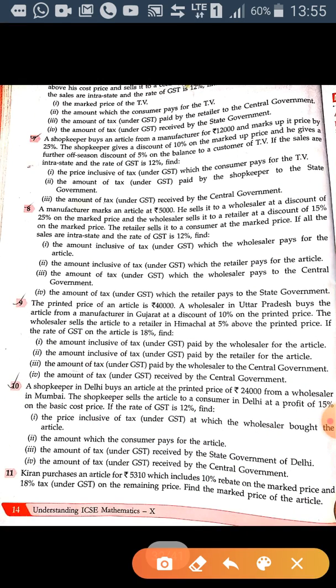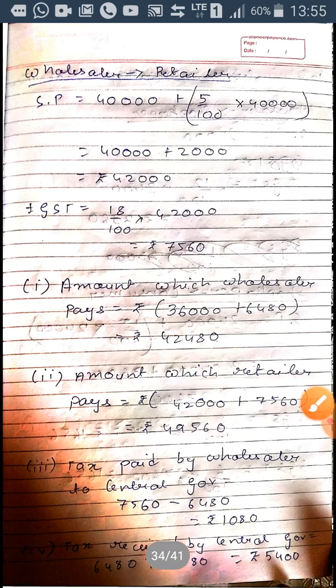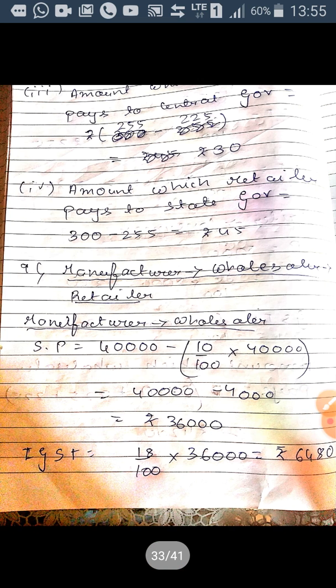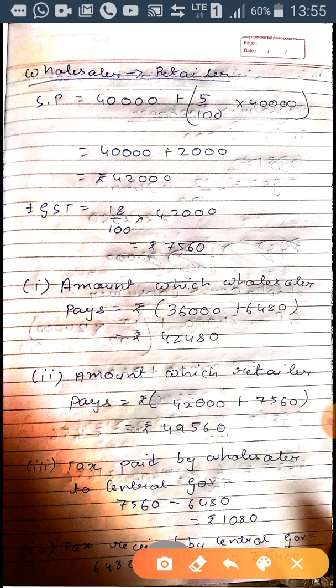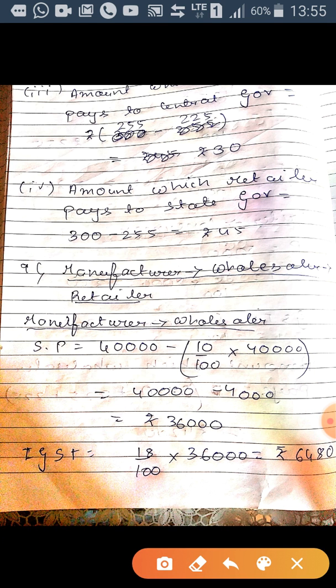The third question which they are asking is the amount of tax paid by the wholesaler to the central government. How much is the wholesaler paying to the central government? So how will you calculate how much the wholesaler is paying? The wholesaler is paying whatever IGST he had paid when he purchased it.